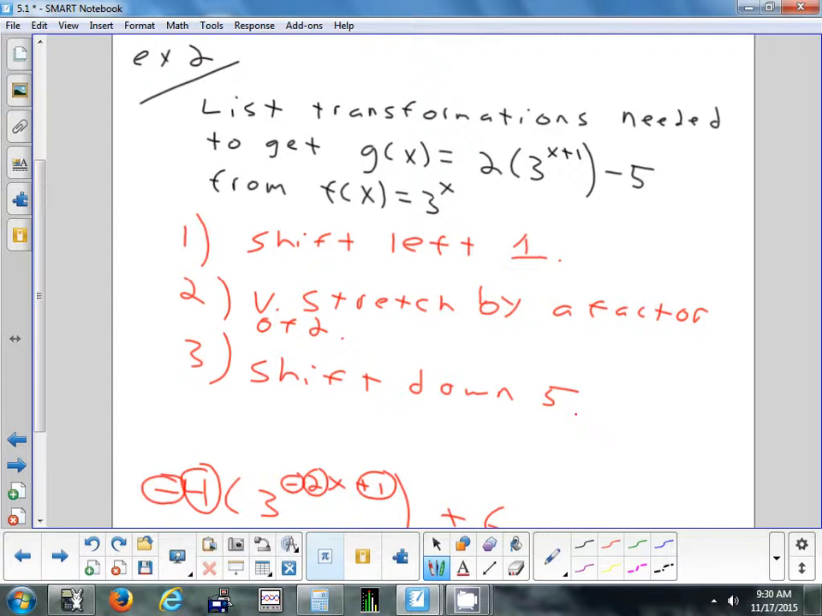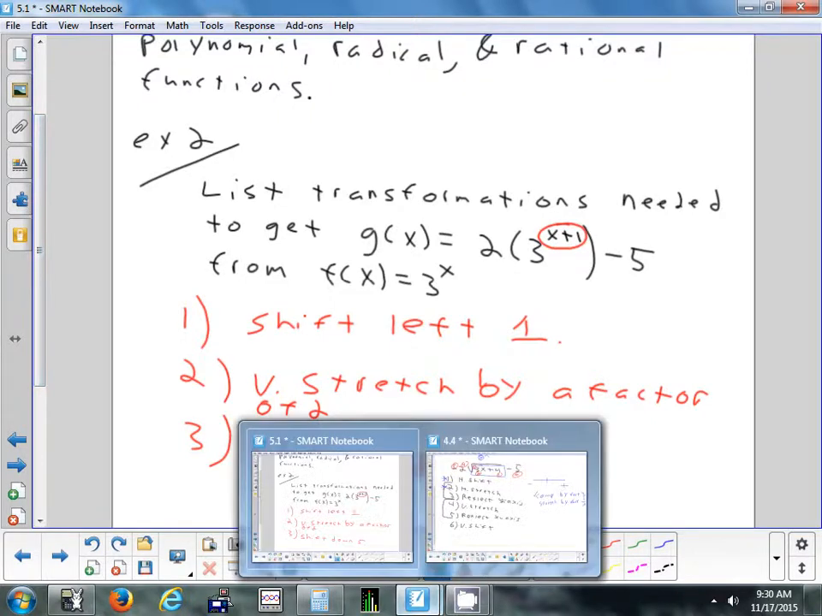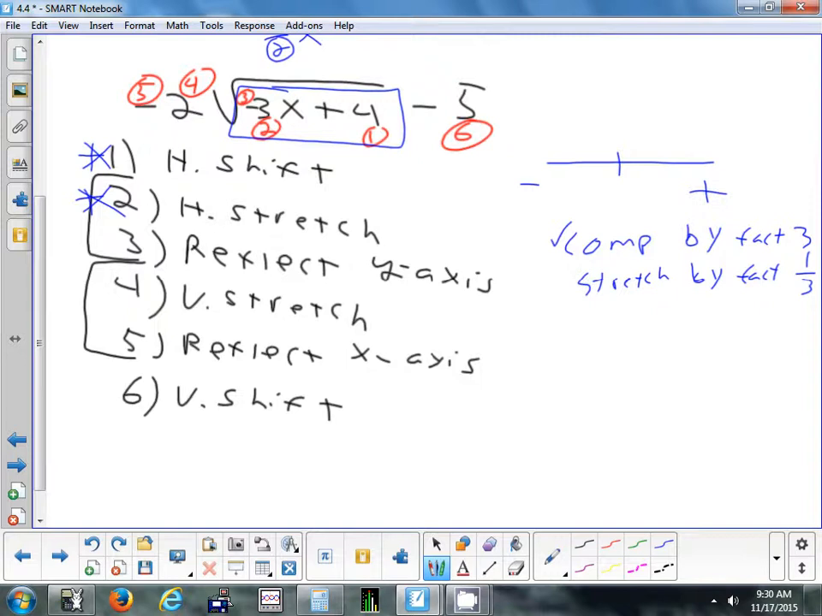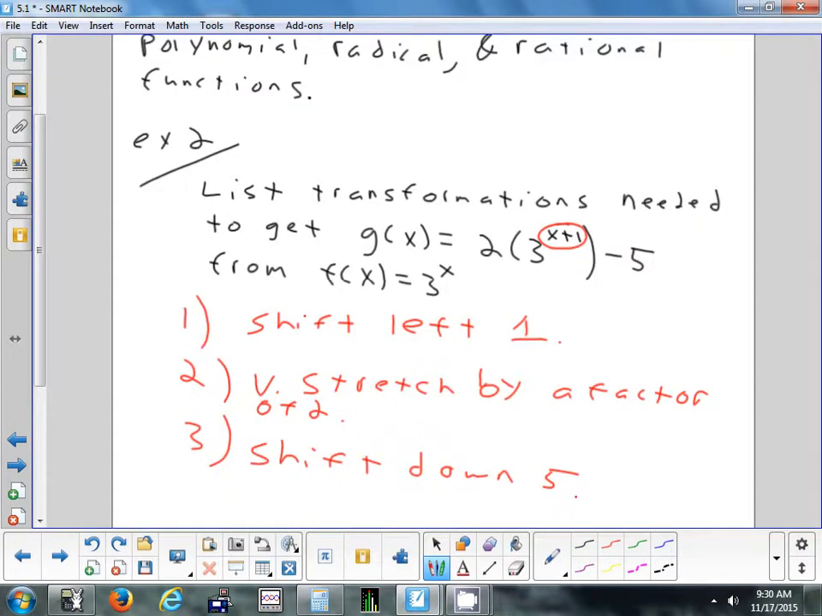Yeah. So the only difference in last night's homework is that the horizontal stuff comes out of the exponent instead of the base. Yeah, the horizontal stuff is always the stuff that's inside, whether it's inside parentheses or inside a square root. Vertical is always the stuff that's farthest away. It's outside. No difference in how you describe the transformations.